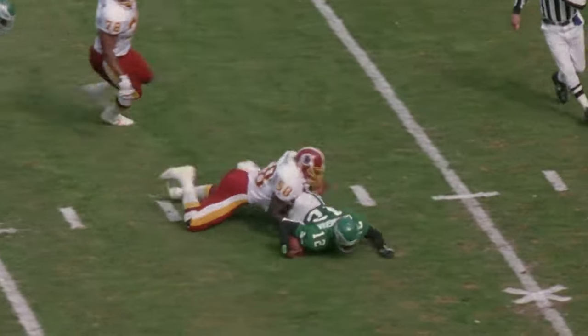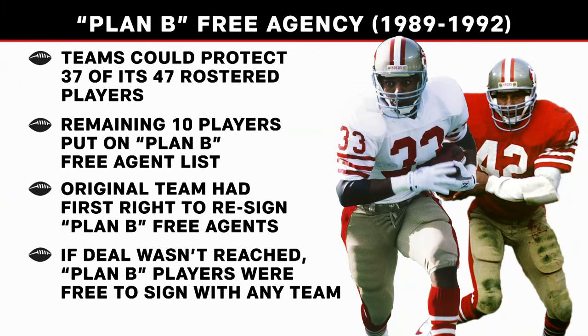In 1989, the NFL instituted the Plan B system, the precursor to modern free agency. Plan B was relatively straightforward. Teams could protect 37 of its 47 rostered players, but the 10 remaining Plan B free agents could not negotiate with any other team until they provided their old team the chance to re-sign them first.